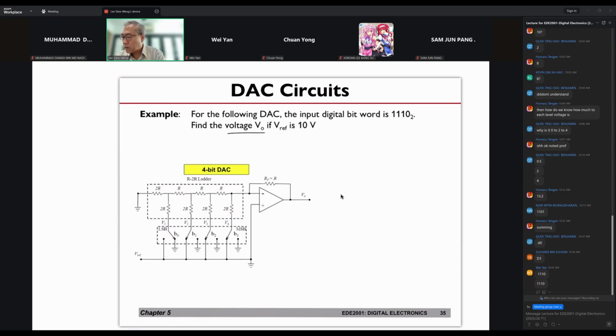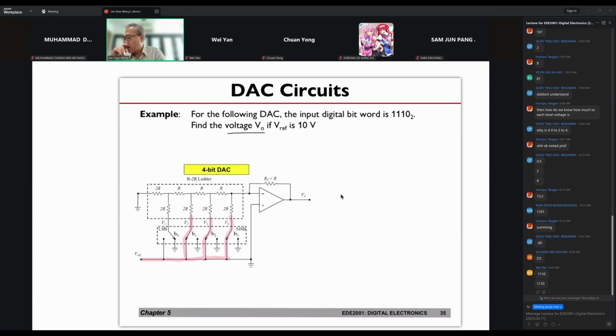Now, sometimes the question might not give you the actual input. They will ask you to interpret from the diagram. But even so, this is easy, right? We just need to see which one is connected to ground and which one is connected to the reference voltage. So this is again 1110. It seems that a lot of the diagrams I got from different textbooks like to use 1110, right?